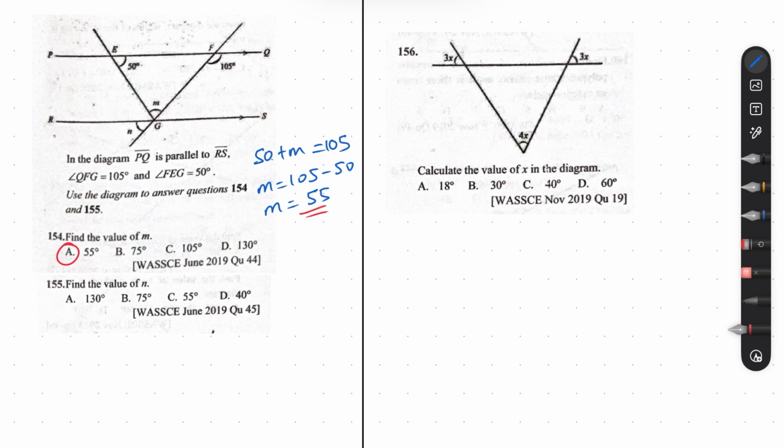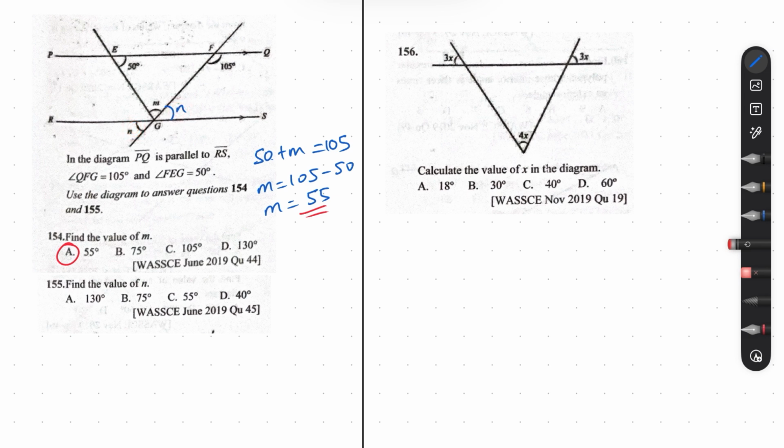Now the question says find the value of n. How do you find the value of n? When you look at these two lines cutting each other, we have vertically opposite angles, right? That means this angle here will also be n. Since this is the angle we are looking for, n, which is the same as this side, how do you now find the value of n?